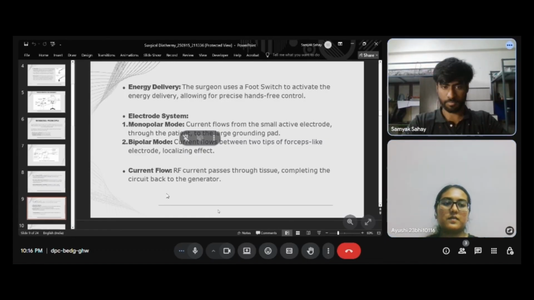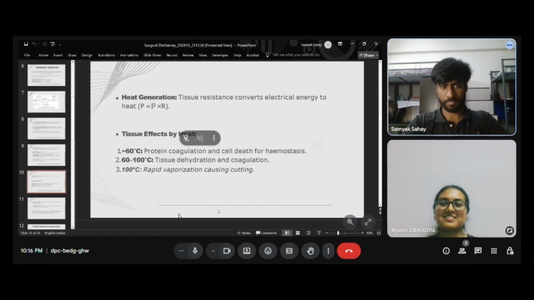In the next slide, we have the diagram to show the effect. The tissue resists the current, generating heat. This heat vaporizes water for cutting, or denatures protein for coagulation.